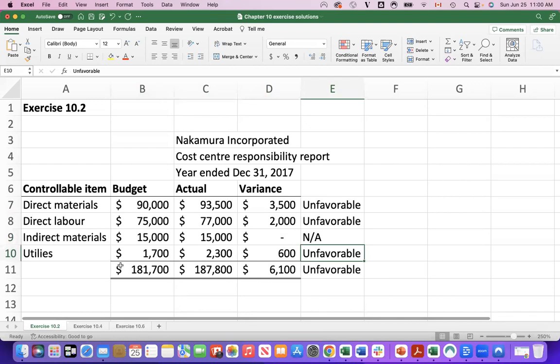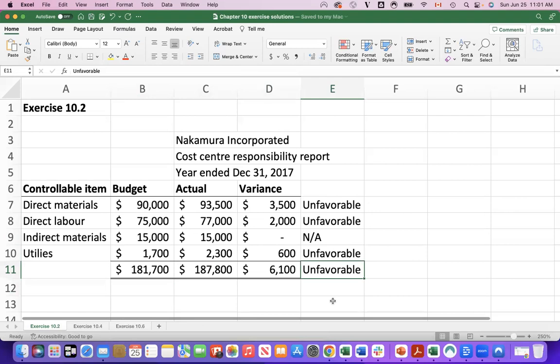So for the year in total, they had anticipated to spend $181,700 for this production center, this cost center. They actually ended up spending $187,800. So they spent $6,100 more than anticipated. That's why we label that as an unfavorable variance.